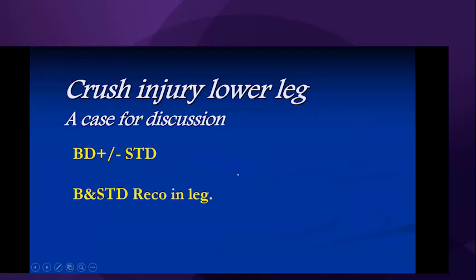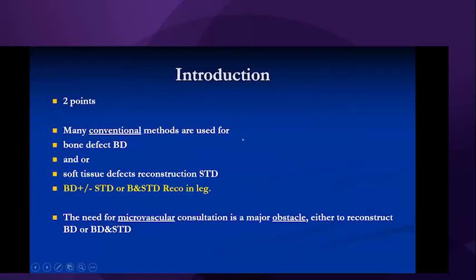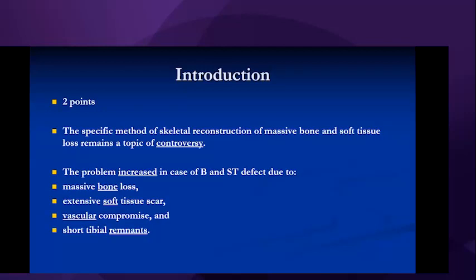When we talk about crush injury of the lower leg, two topics erupt in front of us: the bone defect and the soft tissue defect. Many conventional methods are used for bone defects, soft tissue defects, and also combined bone and soft tissue defects. The need for microvascular consultation is a major obstacle, either to reconstruct the bone defect alone or a concomitant bone and soft tissue defect. Another point is that the specific method of skeletal reconstruction is a topic of controversy, and the problem increases greatly if there is massive bone loss, soft tissue scar, vascular compromise, and short tibial ligaments.